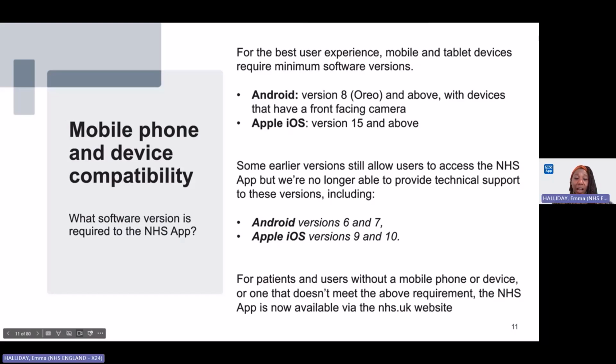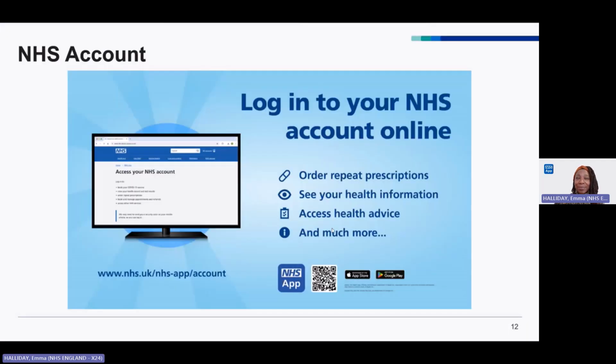So this slide shows what software versions of the devices the NHS app is currently compatible with. So it's a useful slide that you can use and review. There are some versions that still allow users to access the app, but we are unable to provide technical support. And then there are some versions that do not meet the requirements, so they are unable to download the app. So where this is the case, we have got the NHS account.